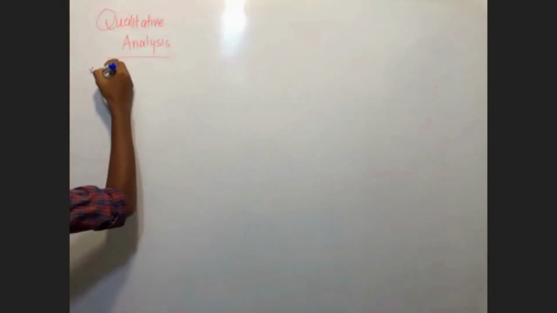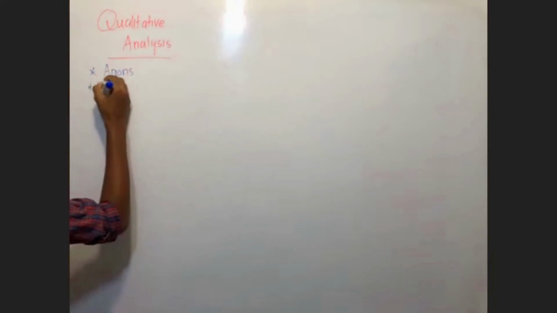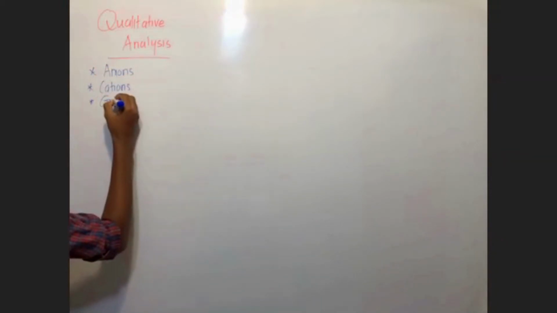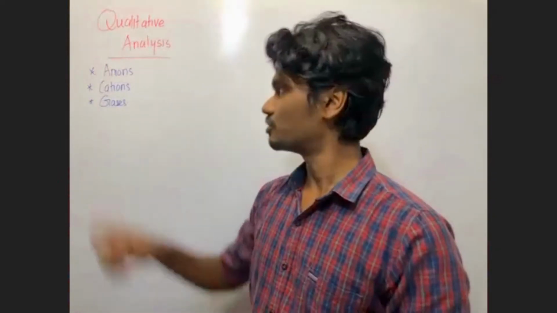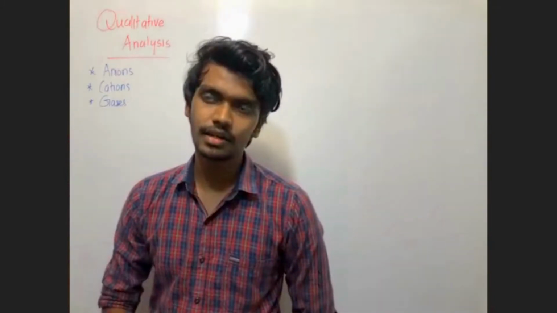anions, cations, and gases. It's basically anions, cations, and gases, right? So we will first of all cover anions, and then we will move on to cations, how to test cations, and then finally we will move on to gases. How to test the gases, right?